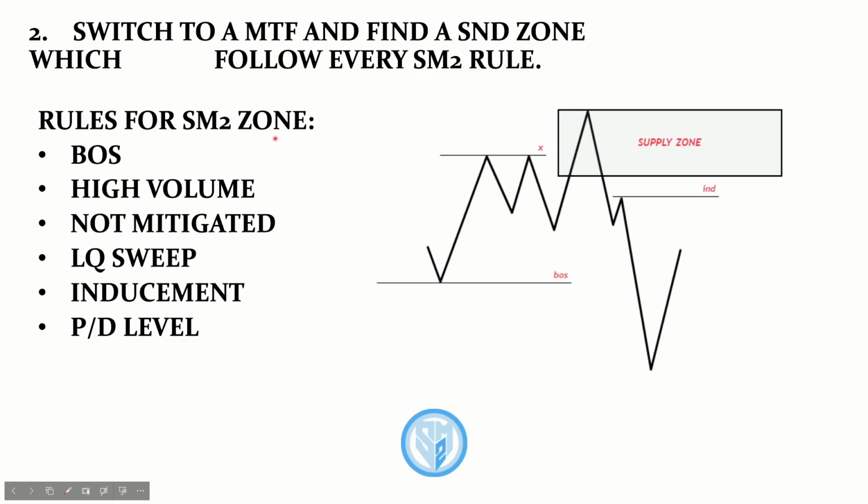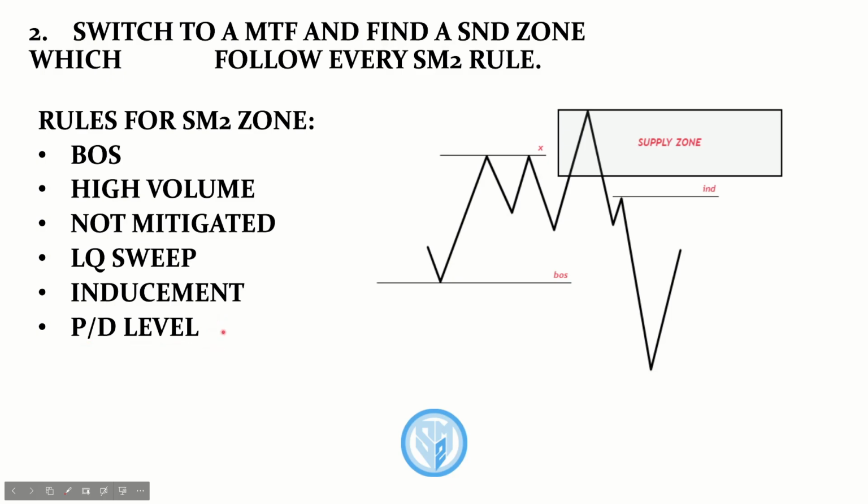So in order to have an SM2 supply zone, we need to see all 6 of these rules, okay? Now, these 3 rules you should already be familiar with, which is a break of structure, high volume, and no mitigation, right? I have mentioned these rules countless times on my channel already. However, what will differentiate a normal zone from an SM2 zone is these last 3 rules over here, which is a liquidity sweep, inducement, and price being in a premium or discounted level.